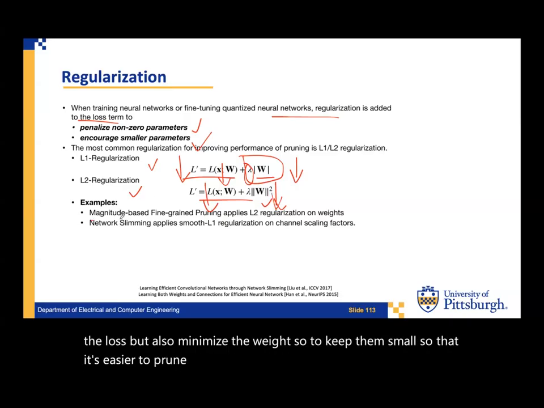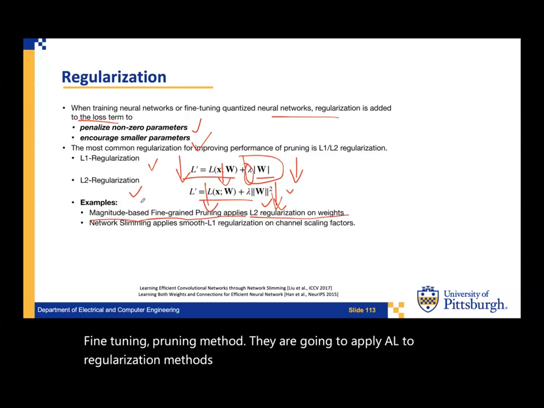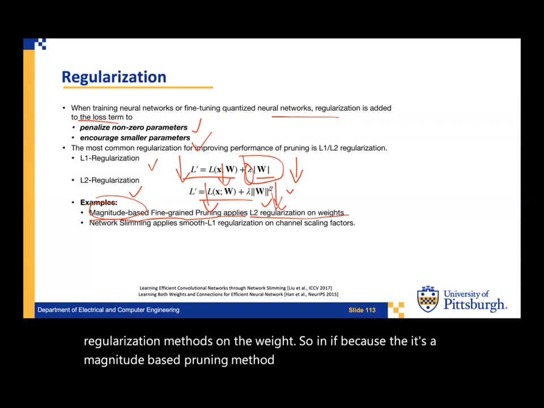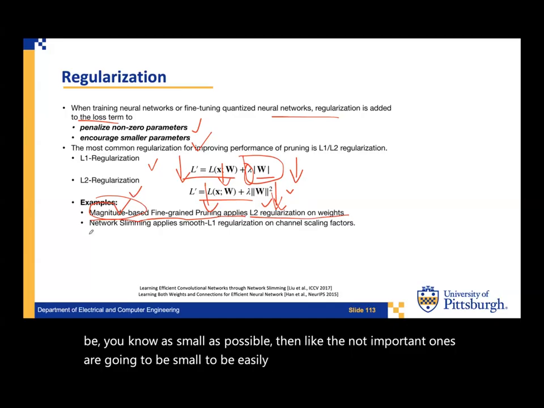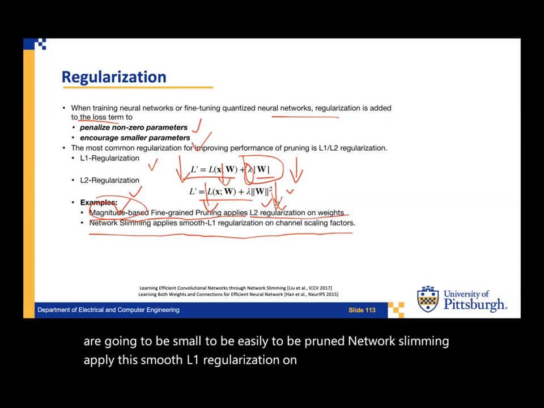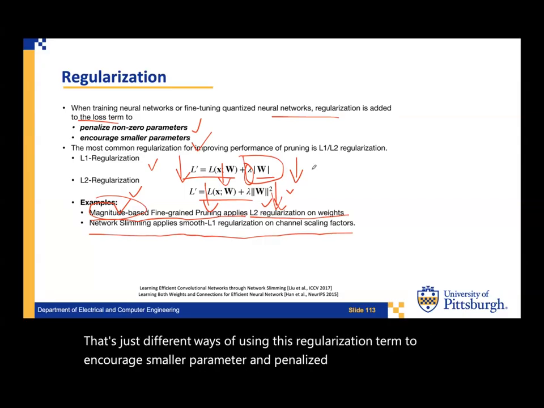For example, in the magnitude-based fine-tuning pruning method, they apply L2 regularization on the weights. Because it's a magnitude-based pruning method, if you encourage the weights to be as small as possible, then the unimportant ones are going to be small and easily pruned. Network slimming applied smooth L1 regularization on the channel scaling factor. These are just different ways of using the regularization term to encourage smaller parameters and penalize non-zero parameters.